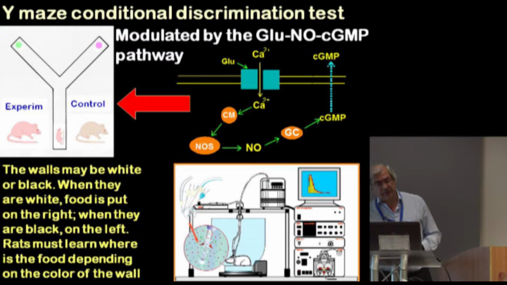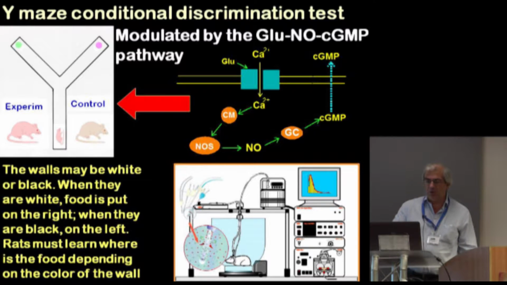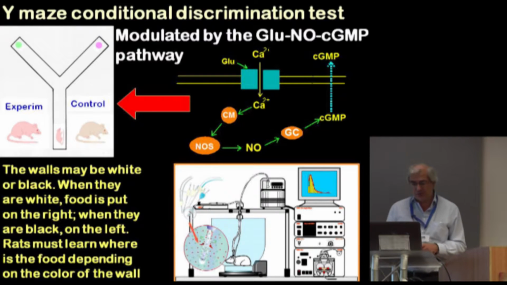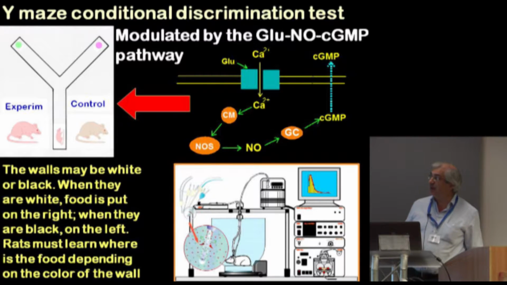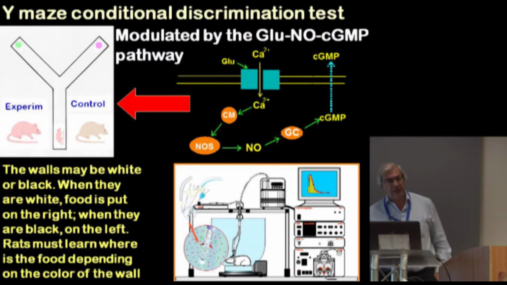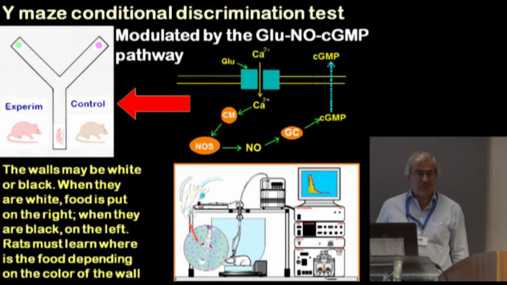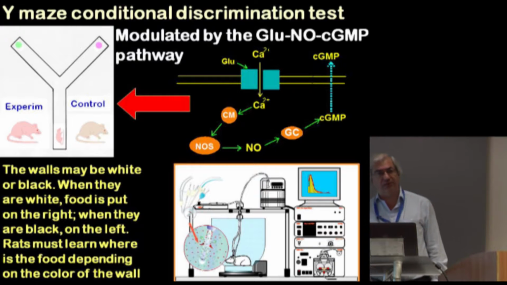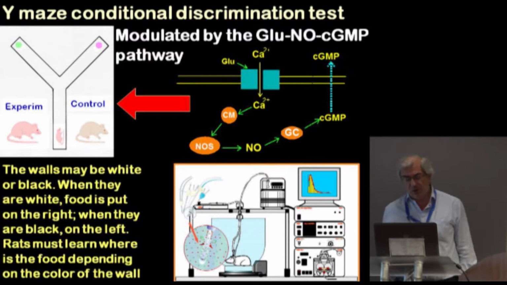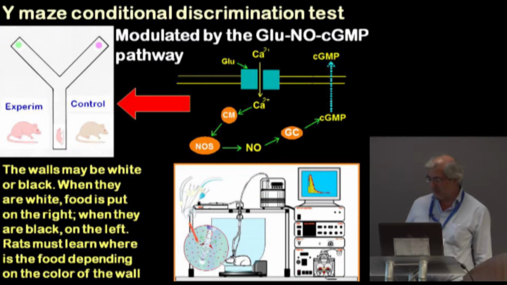In this test, the walls of the maze can be white or black. When they are white, food is put on the right. When they are black, on the left. And rats must learn where the food is depending on the color of the wall. We put the rat here, and depending on the color of the wall, she must learn where the food is. They perform the test 10 times per day, and we assume that they have learned when they perform the 10 tests correctly on the same day.